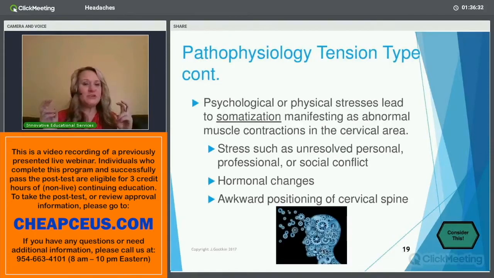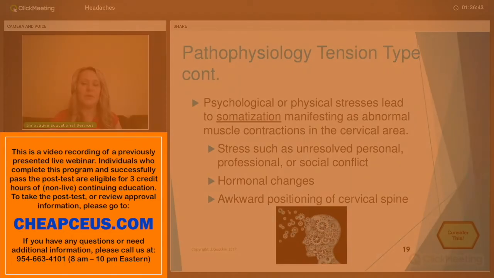So it's not just in the person's head, there really is a physiologic change, even though it may have initially started from an emotional or social stress or conflict of some type.